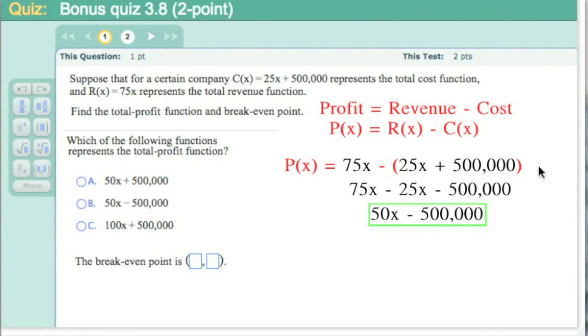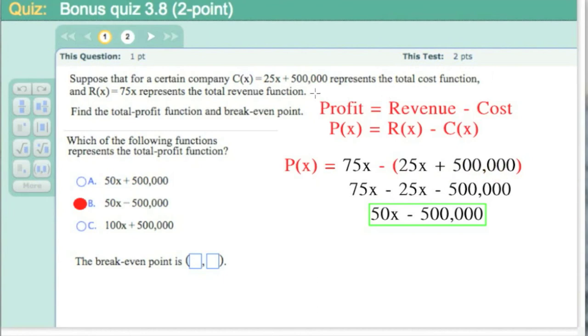That is indeed represented over here as answer B. But check out answer A. It's very similar, except for the sign here. And MathXL is doing the same thing I do on my multiple choice exams. It's giving you a challenge to prove that you really understand the techniques involved here, that you need to subtract the entire cost function. If you don't have these minus parentheses, you're going to end up with a positive 500,000.